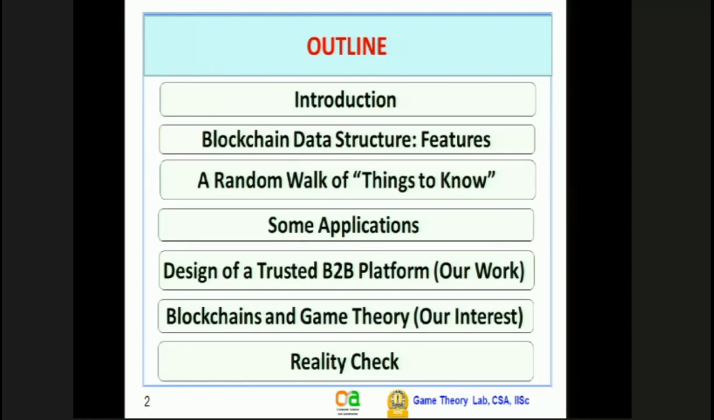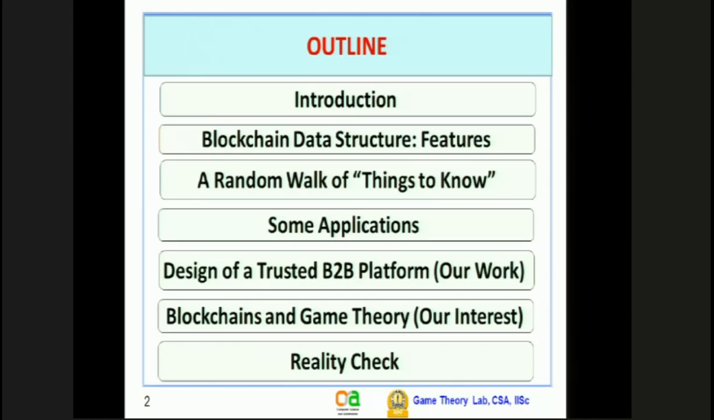Then some of the work that we have done in the last 6 months on designing a trusted B2B platform, which is blockchain based and which also uses game theory, is what I'm going to cover. Then we are primarily interested in blockchains because of our interest in game theory. So I will see whether I can spend some time on saying a few things about blockchains and game theory. And finally, I think we'll take a reality check on the blockchain technology itself.